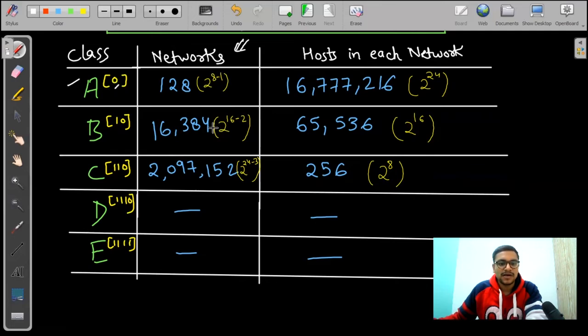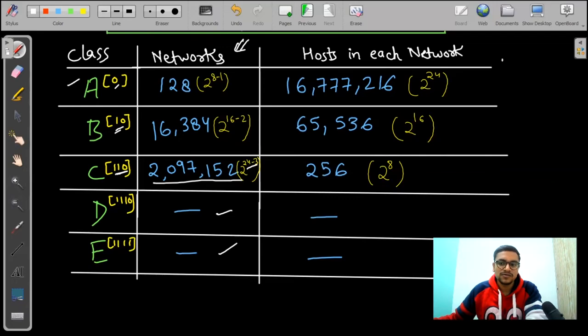It's 2 to the power 16 minus 2 for class B, where 2 bytes are used for the network ID, and the minus 2 is because 2 bits are used for the class B identification. For class C, it's 2 to the power 24 minus 3, where 3 bytes are used for the network ID and the leftmost 3 bits are used for the class identification. So the total number of networks here is 2,097,152 in class C. For class D and class E, there is no concept of networks.